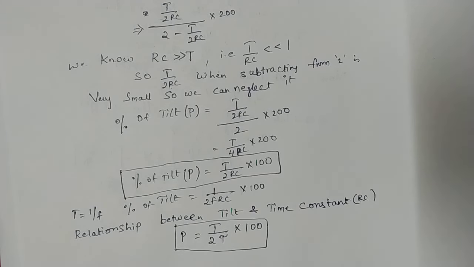Okay, do you all understand what we have discussed till now? We have discussed what the output waveform will be when a square wave input is given to a high pass RC circuit. Using the output waveform, we have obtained the different important equations. Using those equations, we found the percentage of tilt, and we have also derived the relationship between the tilt and time constant. Okay, thank you.